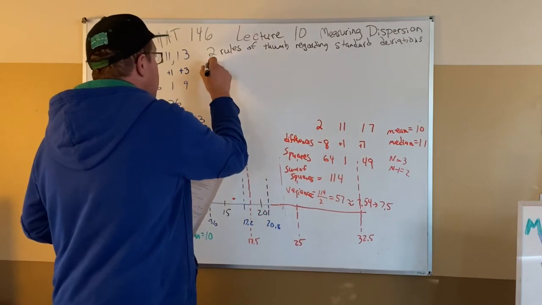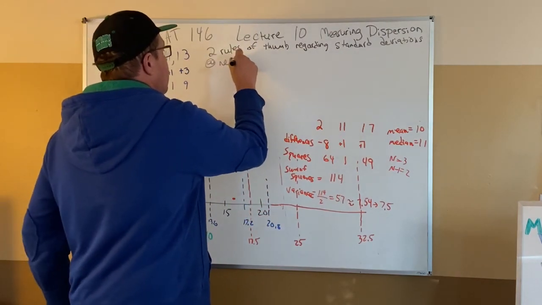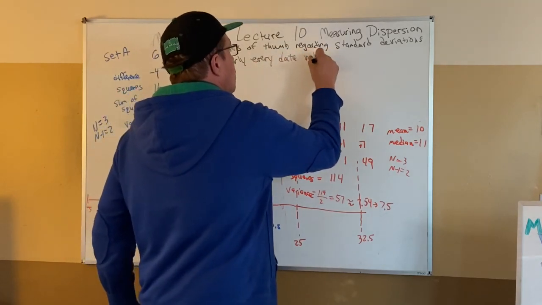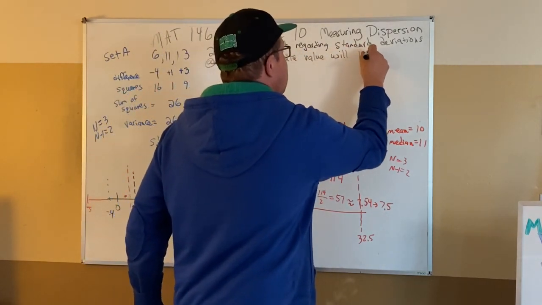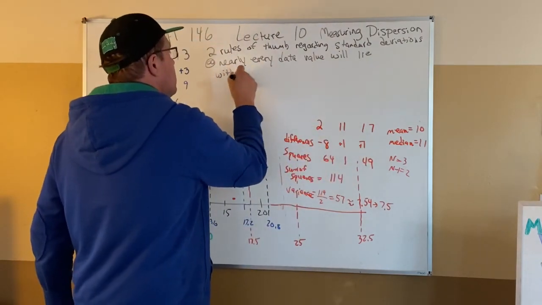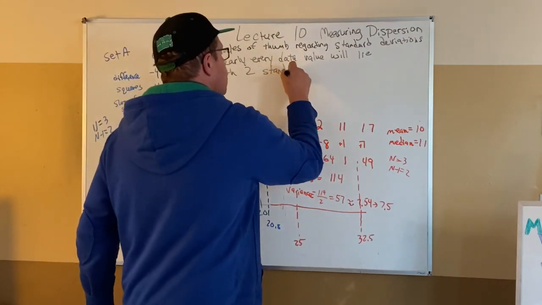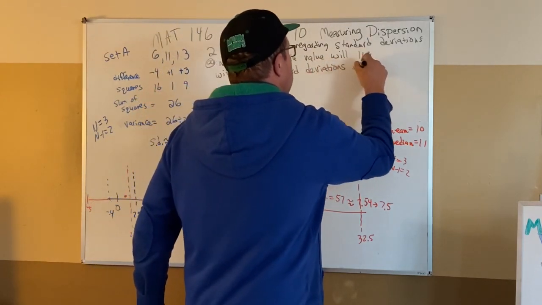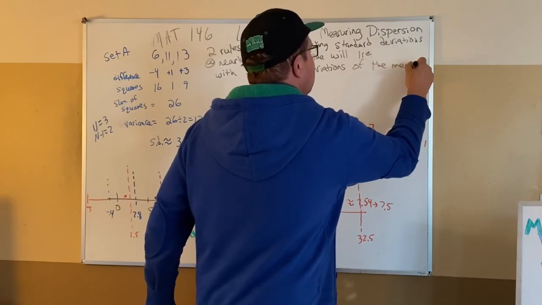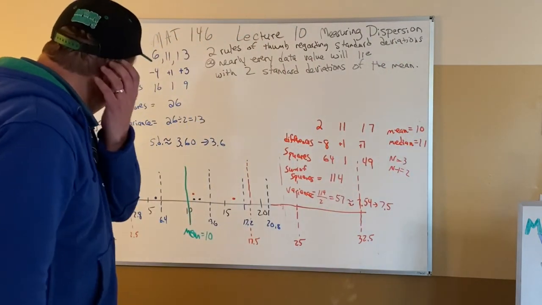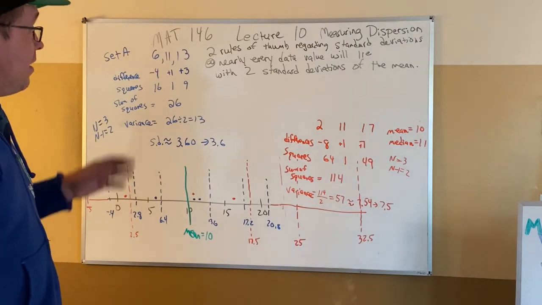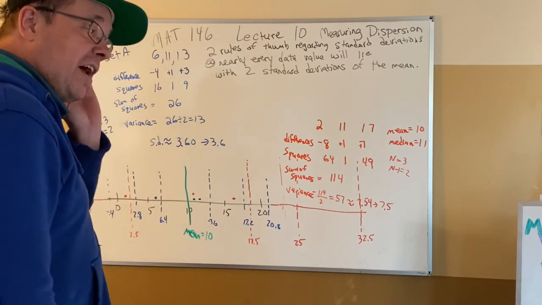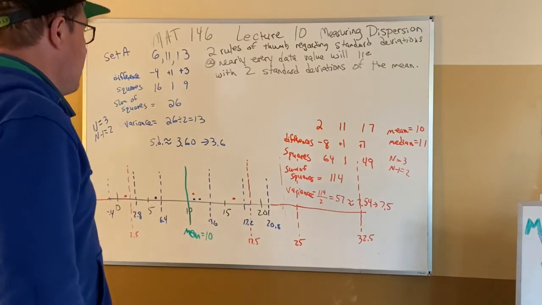And they are A, nearly every data value will lie within 2 standard deviations of the mean. In fact, we can say to some degree that if you lie more than 2 standard deviations above or below the mean, you might be classified in a lot of circles as an outlier, or close to it, depending on how far out you are.